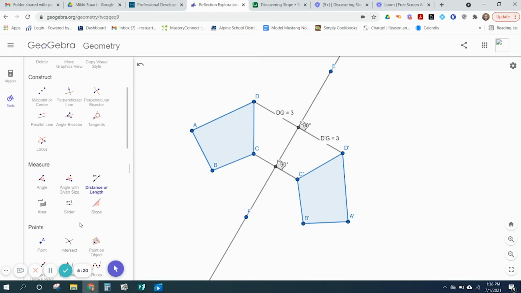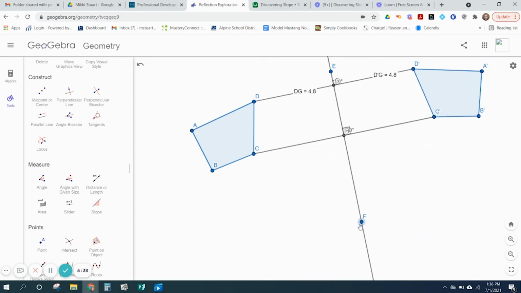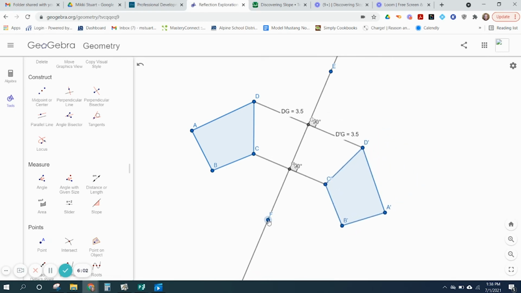And then this is where it gets really fun. I let them move the line of reflection, and I ask them, what do you think will stay the same and what do you think will change? And then just let them move this and see what changes and what stays the same, and we can talk about why. So we really get some great discovery of properties.